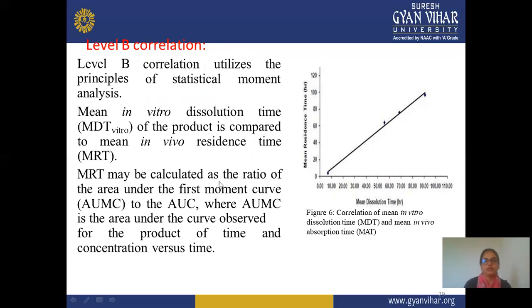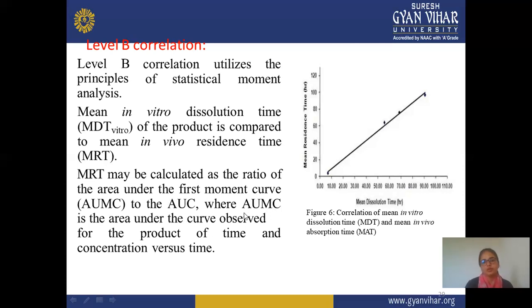And MRT we calculate as a ratio of the area under the first moment curve, that is AUMC, to the AUC. Means for this MRT, or mean residence time, we calculate with the help of area under the curve: you take the value of the area under the first moment curve, that is AUMC, as the required value for MRT, and you take this value with the help of AUC, or area under curve.